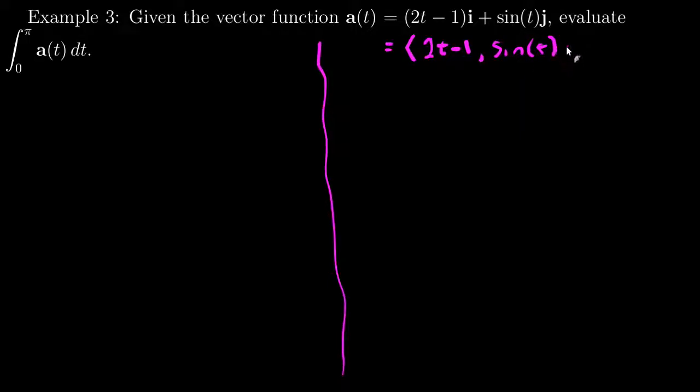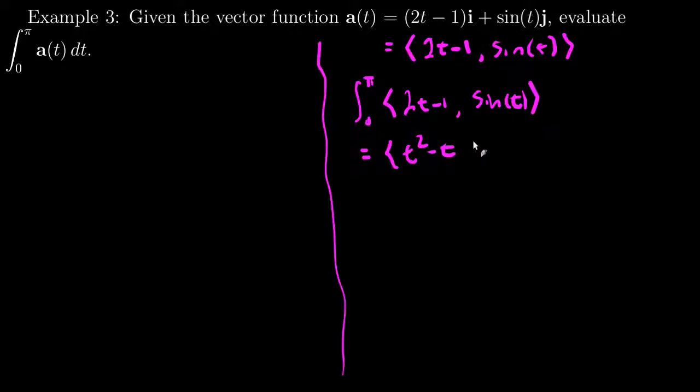So I'm going to do the integral from 0 to pi of 2t minus 1, sine of t. The integral of 2t minus 1 is t squared minus t plus a constant. The integral of sine of t is negative cosine of t. And I evaluate that from 0 to pi.